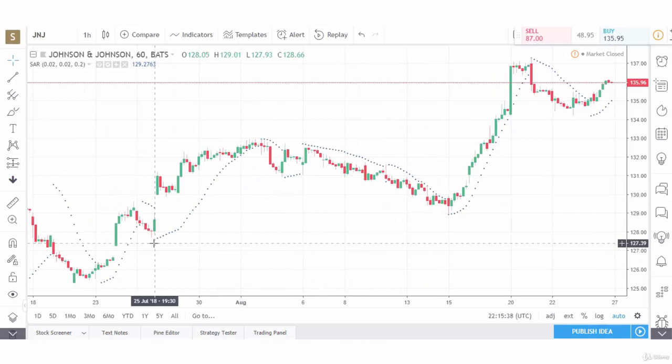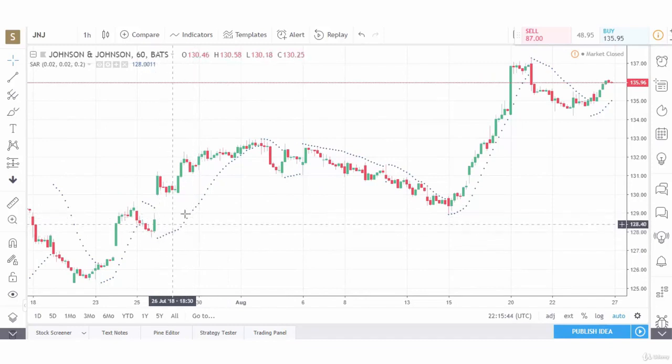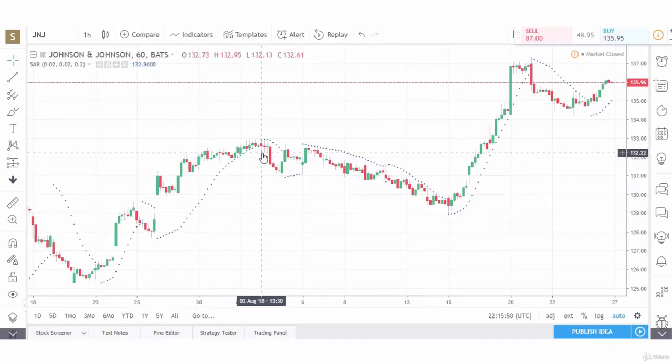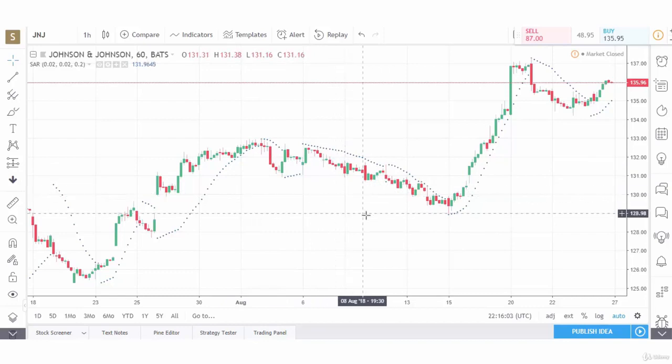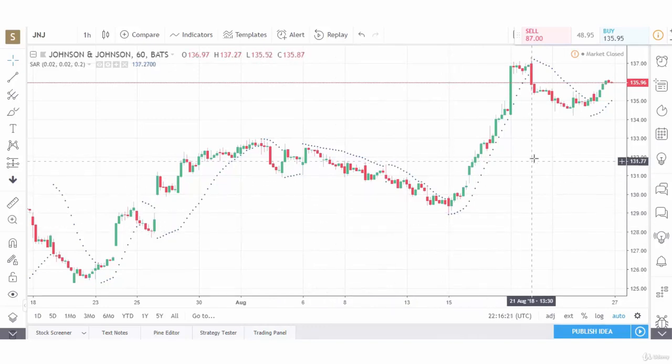If we begin on July 25th, we would have had a buy signal here, entering around 128, an exit signal around 132. We would have had a buy signal here. This would have been a flat trade. We would have stayed out of the stock from August 6th through the 14th, and then another buy signal here on the 15th, just above 129, which would have kept us in the stock until August 21st, around 135.